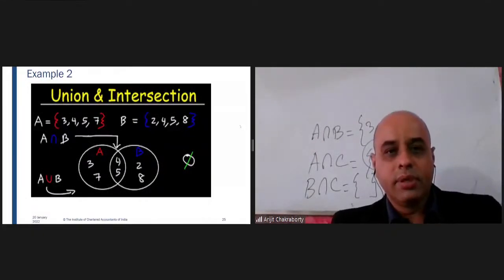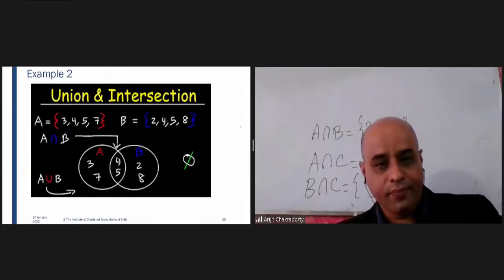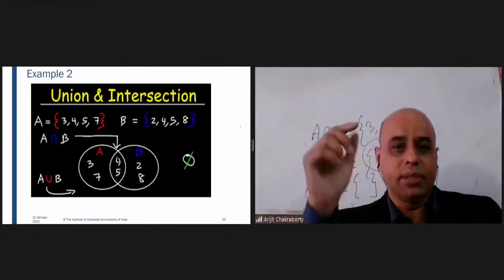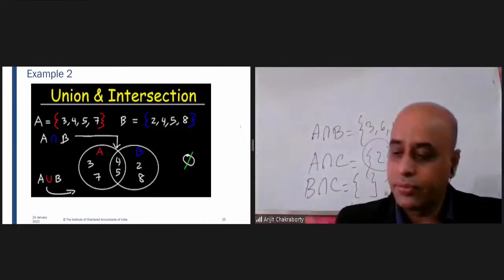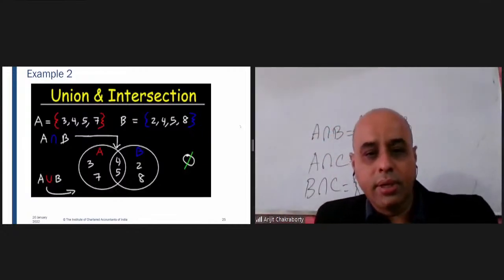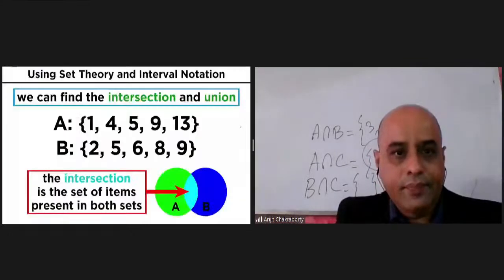Please see this example. Union and intersection. Set A is 3, 4, 5, 7. Set B is 2, 4, 5, 8. Please note A intersection B. Specifically, I request you to note A intersection B. A intersection B is basically those elements which are there both in A and in B. So you can find out it is basically 4 and 5. Right.